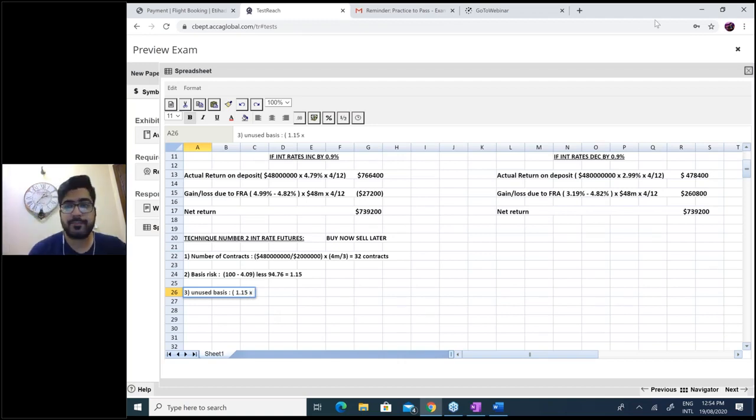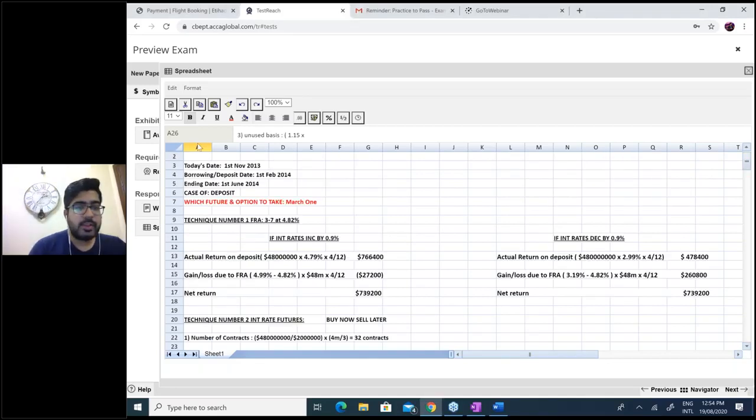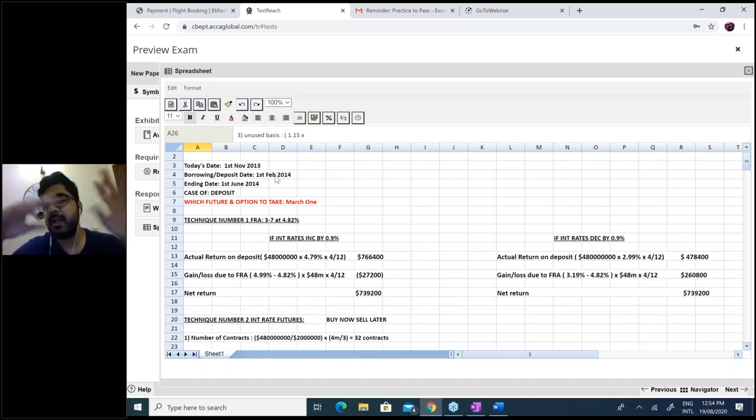What are these extra months? Pay attention, please. You needed to borrow or deposit on 1st Feb, right? So you wanted a future contract of 1st Feb. There is no possibility. You only get for December, March, June, and September 30th.